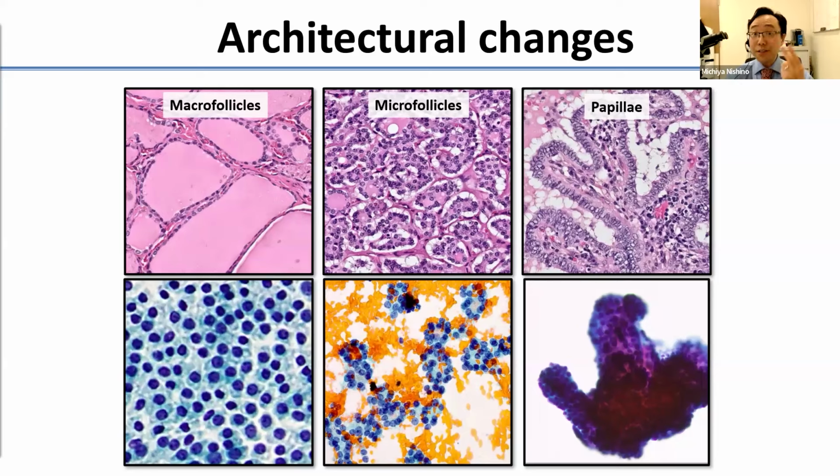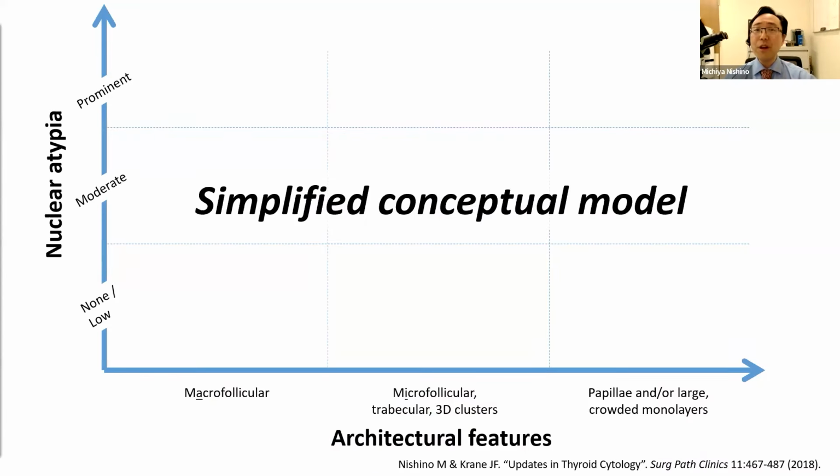So, using just these 2 tools, nuclear features, as we saw in the prior slide, and architectural features, as shown here, we can start building an idealized conceptual framework for classifying the vast majority of thyroid FNAs. So in this simplified conceptual model, we have nuclear atypia on the y-axis, and qualitatively, we stratify them into mild, moderate, or severe.